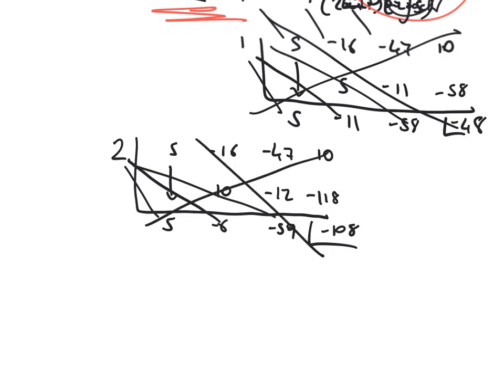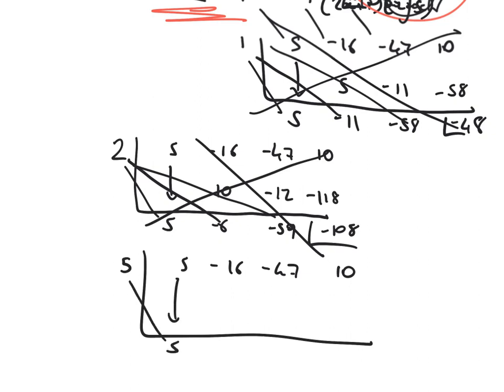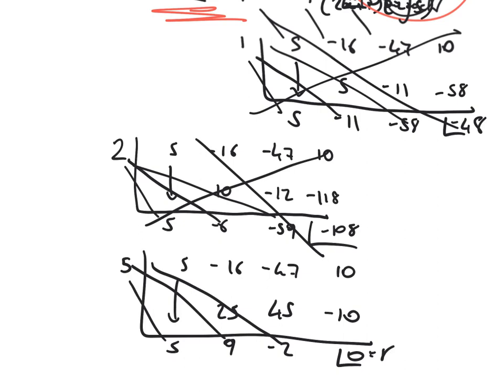So let's this time try 5. Drop 5 down. 5 times 5 is 25. 25 minus 16 is 9. 9 times 5 is 45. 45 take away 47 is minus 2. Minus 2 times 5 is minus 10. 10 minus 10 is equal to 0. And it's success, so r equals 0. Therefore, the solution of 5 comes from the bracket x minus 5 as a factor.